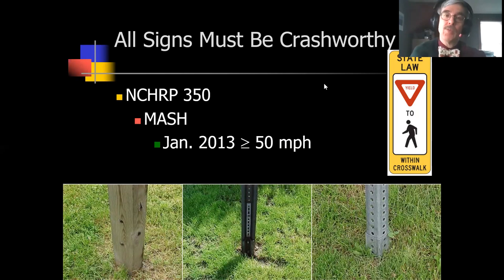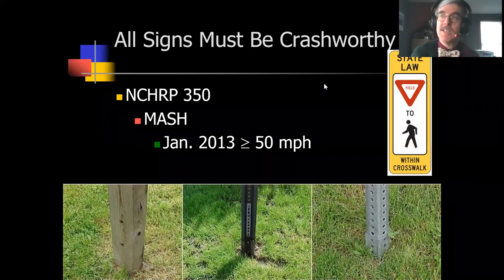Now, the old standard was something called NCHRP 350. Now we're using a standard called MASH, the Manual for Assessment of Safety Hardware from AASHTO. But your state and the federal government both have good websites to list what's available to you. Okay.